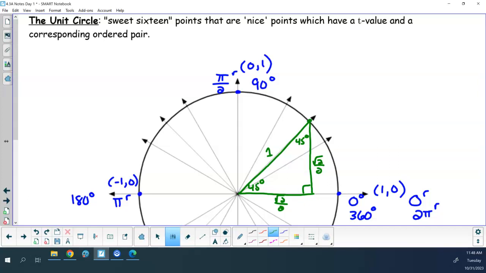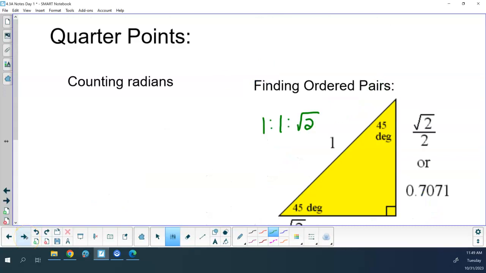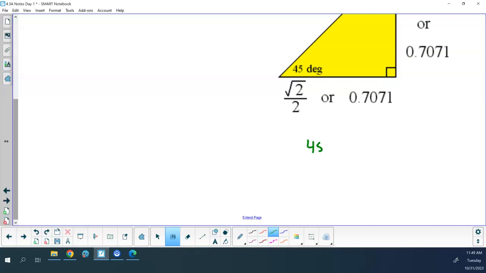Which means that this point here is (square root of 2 over 2, square root of 2 over 2). Because this is a 45 degree central angle, this would correspond to an angle of 45 degrees. If we convert, 45 degrees times pi radians over 180 degrees, we would have 45 over 180, which simplifies down to pi over 4. 45 goes into 180 4 times.